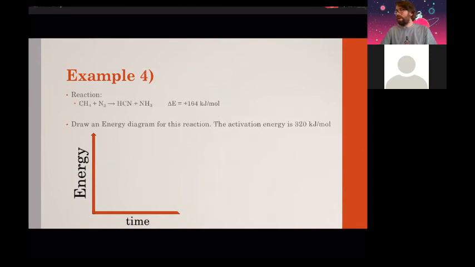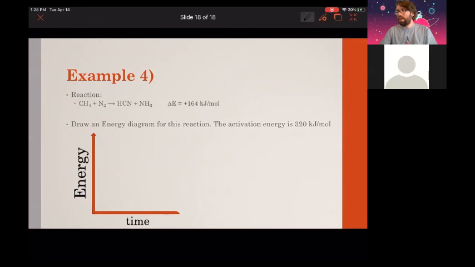Okay, one last one. Here it's positive 164, and the activation energy is 320. So the activation energy is a lot, right? There's a big hill in that one. But the delta E is only 164. It's about half of the 320. So I'm going to go about halfway down and draw my flat line. That one's endothermic. That's the positive reaction that you get there.